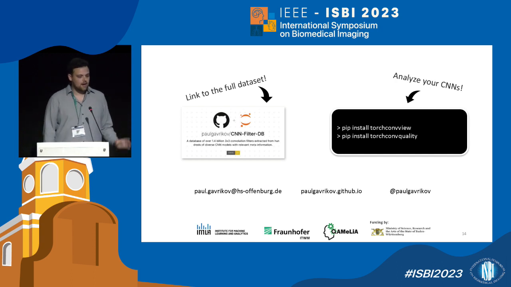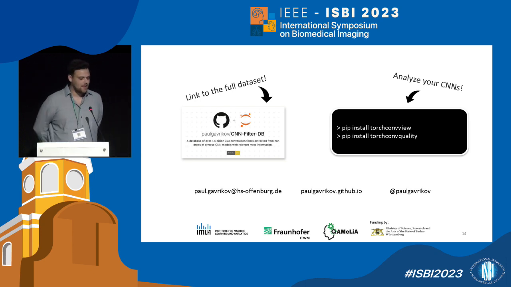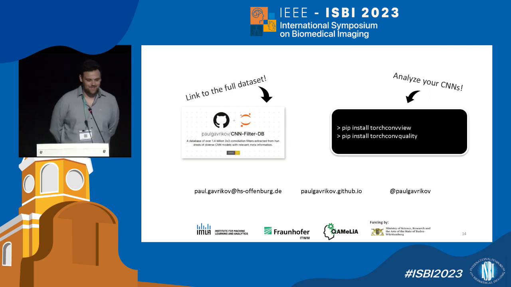So lastly, I want to say our entire code base and the entire data set with all the 1.3 billion filters is available on GitHub, so you can download it from there. And we also have 2 PyTorch libraries that you can use. One is Torch ConvView, which allows you to visualize your CNNs. And the other one is Torch ConvQuality, which is actually a metric that we have developed to quantify the quality of your CNN filters. And you're welcome to download them and use them. And if you want to contribute on GitHub, you're very welcome.